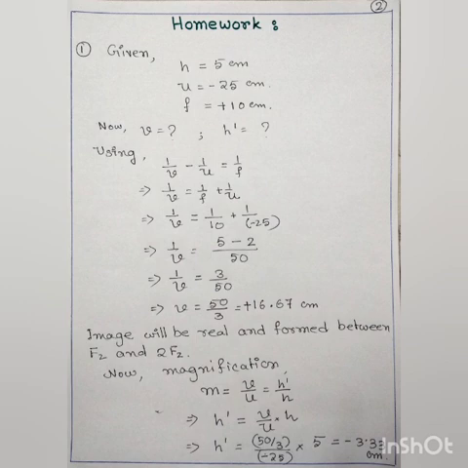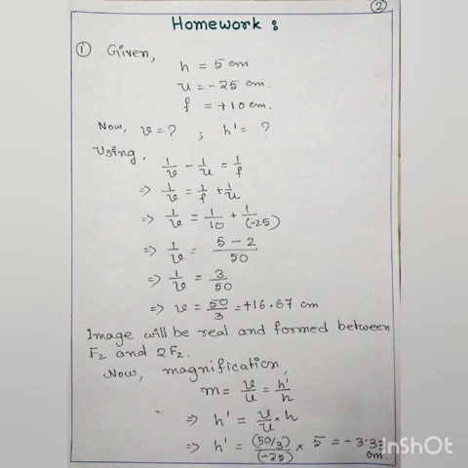So as it is plus 16.67 centimeter, means image will form on the other side of the lens, that of the object. Means it is a real image we will get. Clear? And it will be formed between f2 and twice f2 of the lens.